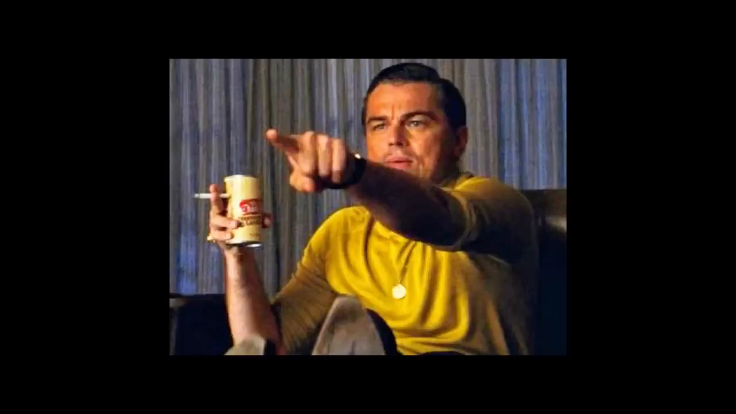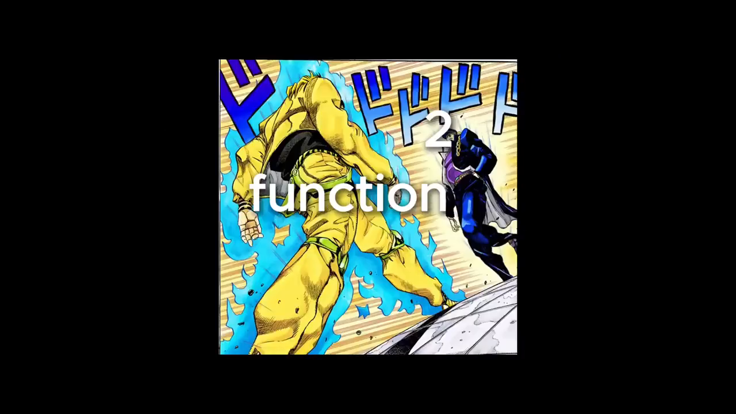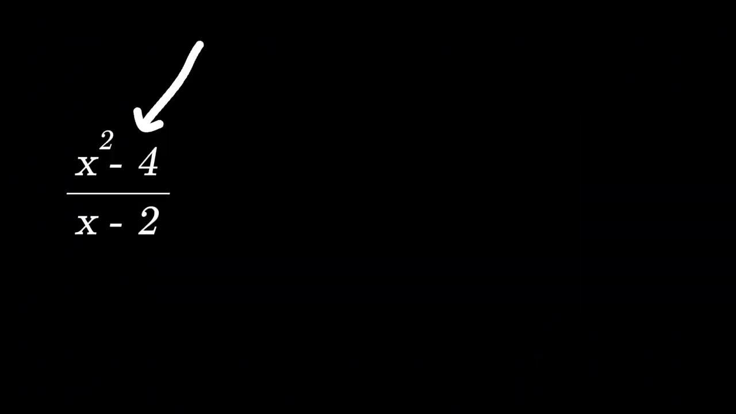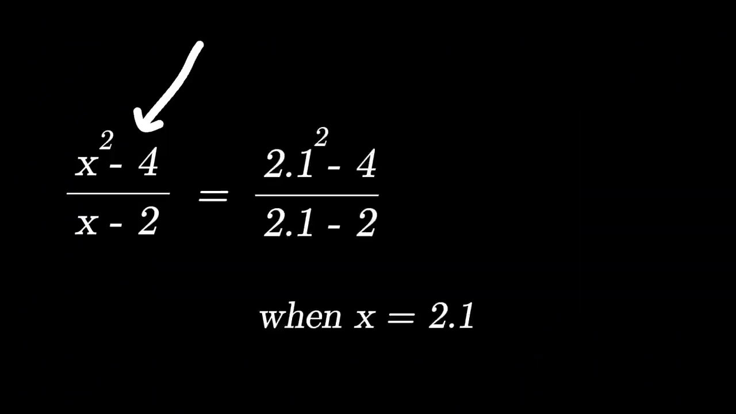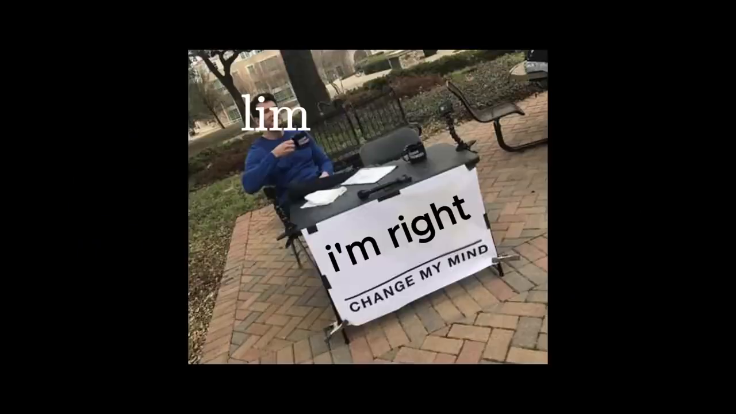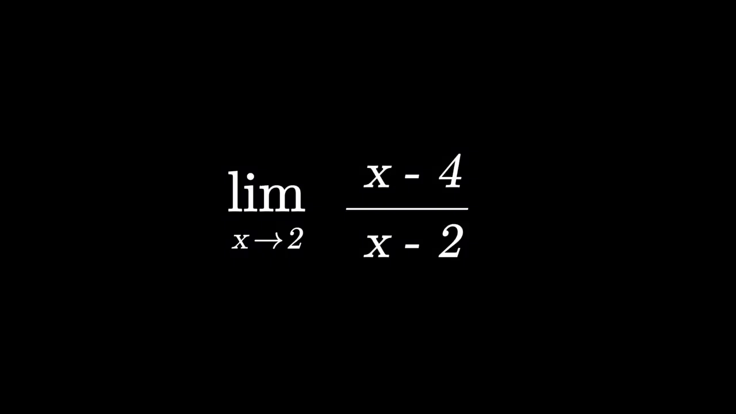What we do instead is find out what it does as it approaches 2, aka the limit. In this case, we can plug in a number that is just over 2, which gives us 4.1, and to prove we're right, we use a limit which gives us the number 4.